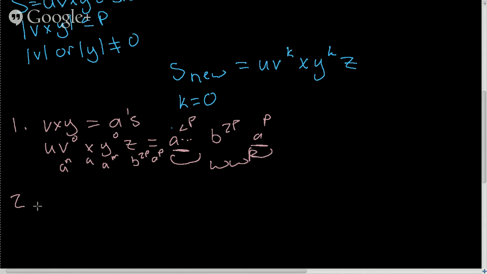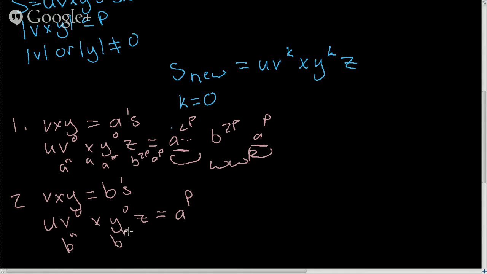Our second case could be, let's say, if vxy is all b's. So let's talk about that. That's where things might get a little bit interesting, in that you may not be able to prove it with this. So if it's all b's, then u, v to the 0, x, y to the 0, z would be a to the p. And we'll say v was b to the n and y was b to the n. So let's assume that they're the same number of b's. Then we would have b to the 2p minus 2n, and then we could have a to the p.